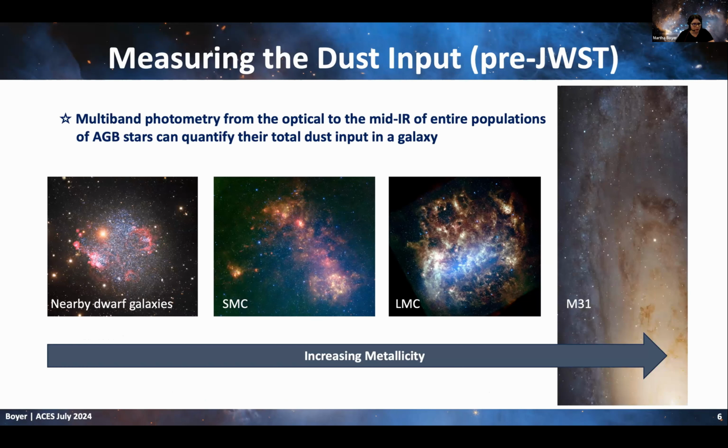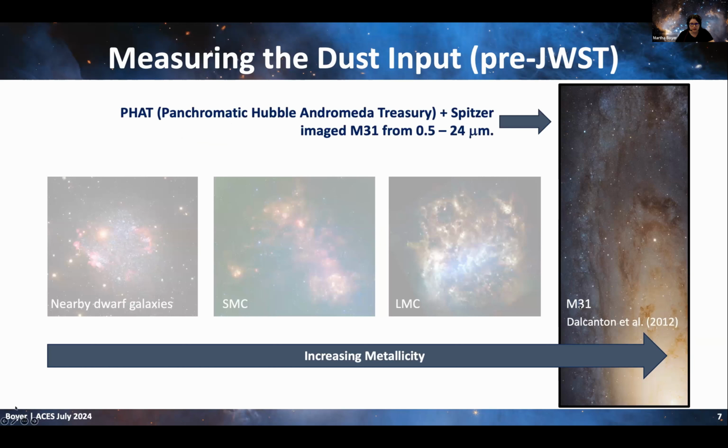And we have multiband photometry, so optical photometry, using mostly Hubble and Spitzer to observe a number of galaxies. I have a few listed out here that I'm going to talk about, from nearby dwarf galaxies to the more nearby SMC and LMC, and then M31, and this is listed in increasing metallicity. I'll start over here at the highest metallicity with M31.